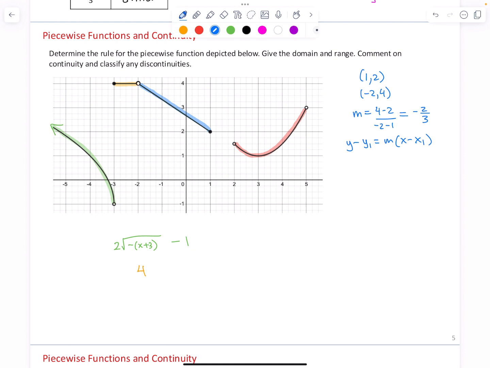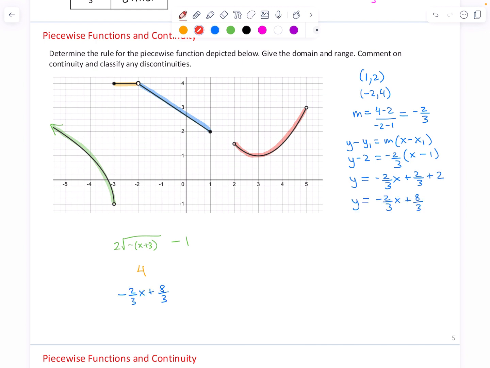Then I can use point-slope form to construct the equation of this line, and let's use the point 1, 2. So y minus the y-coordinate of that point is equal to the slope times x minus the x-coordinate of that point. So simplifying a little bit, we get negative 2/3 x plus 2/3, and then add the 2, giving us y equals negative 2/3 x plus 8/3.